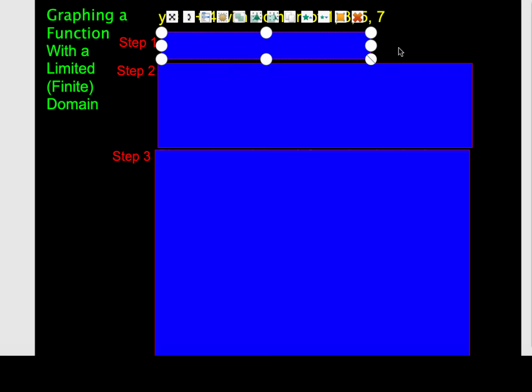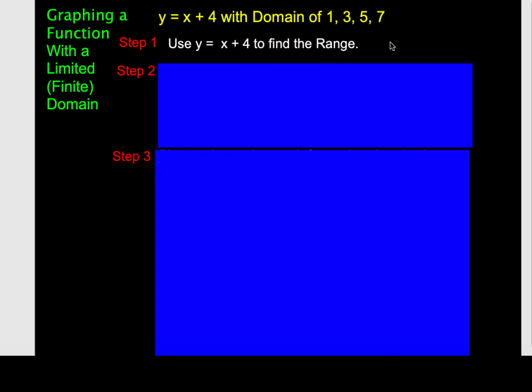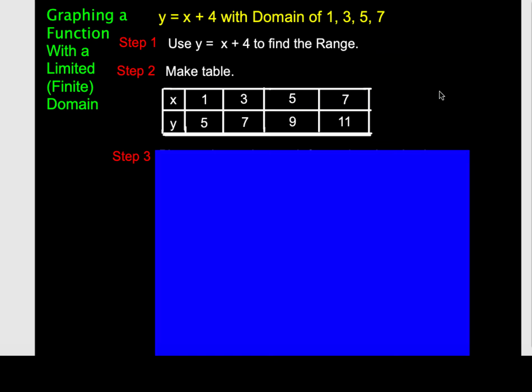So step 1, what we need to do is use our function to find the range. A great way to do that is make a table. So I took 1, 3, 5, and 7, put them in for my x values. Go ahead and plug those into my function. Well, 1 plus 4, right? 1 plugged in for x here. 1 plus 4 is 5. 3 plus 4 was 7, and so forth and so on.